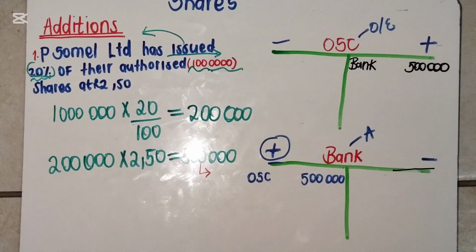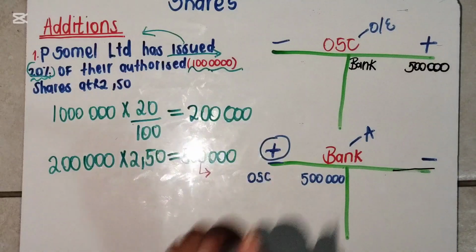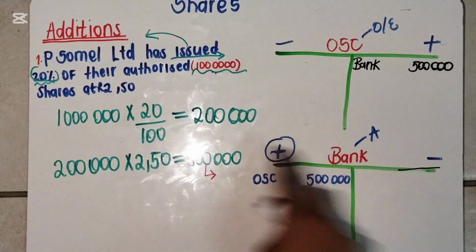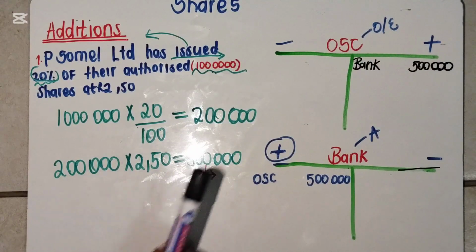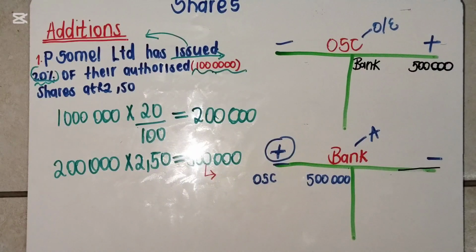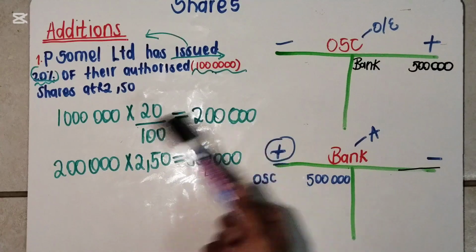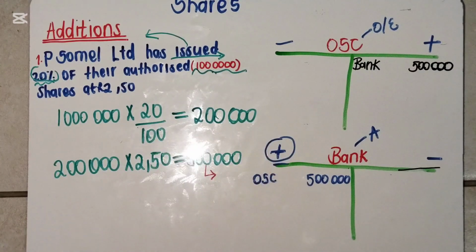That's basically how you do it. If you have additions, that's how you deal with it. Just understand how much. Sometimes they tell you 200,000 shares were issued. Sometimes they say 20% of the authorized shares were issued. So know how many they're saying they issued. If they issued 200,000, you add that. If they said they issued 500,000, you just take the 500,000, multiply it so and so, and you just add the amounts.